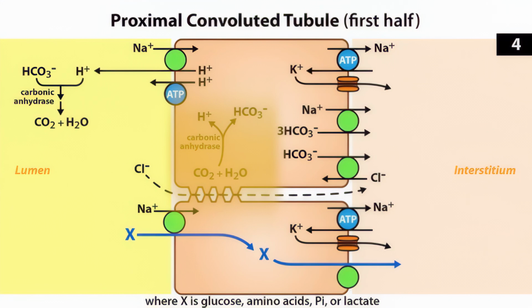Bicarb in the filtrate is bound to hydrogen ions that come out of the cell, and that creates CO2 and water, which can move freely into the proximal tubule cell. Then carbonic anhydrase in the cell can convert that back to bicarb, which generates a hydrogen ion. That hydrogen then goes back into the lumen on the left. And over on the right, the bicarb is reabsorbed into the interstitium.